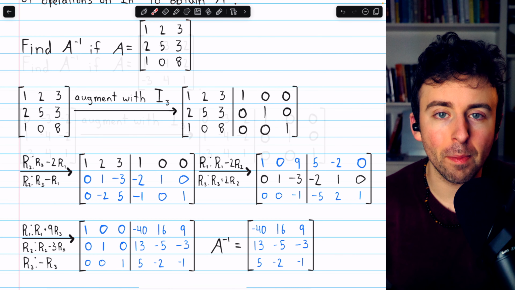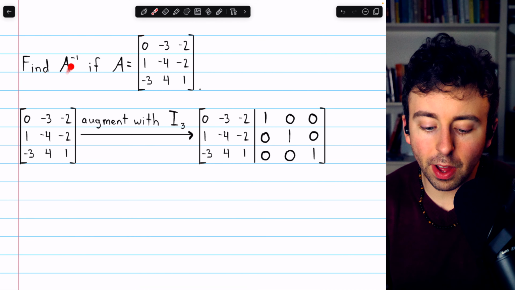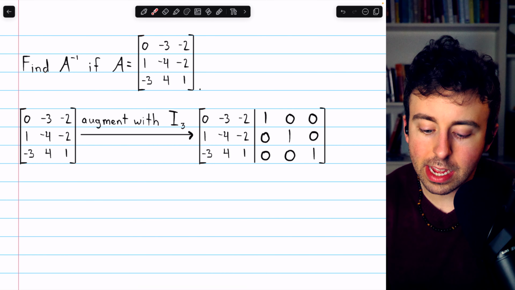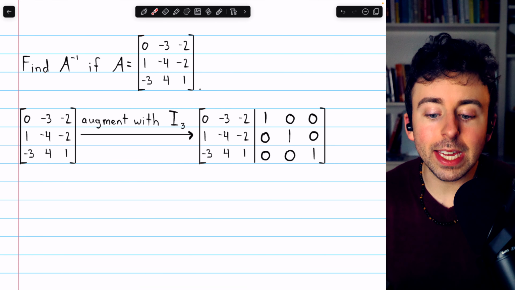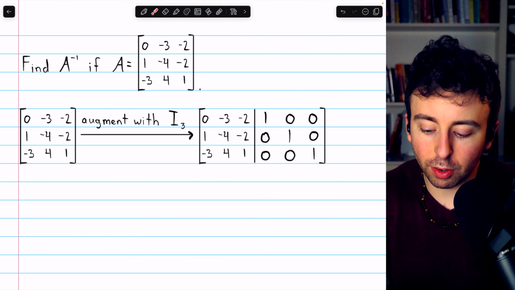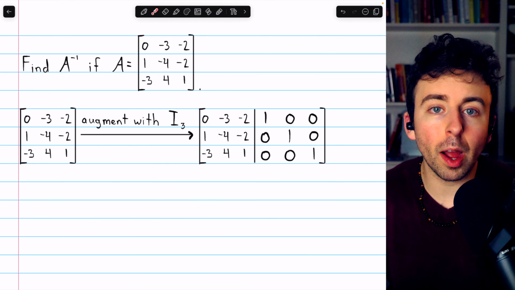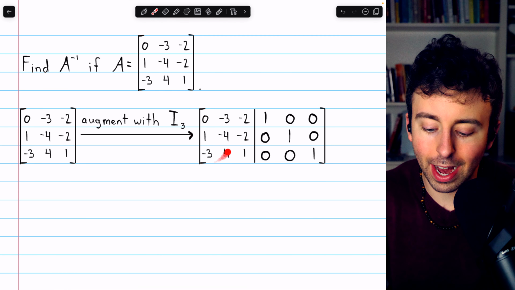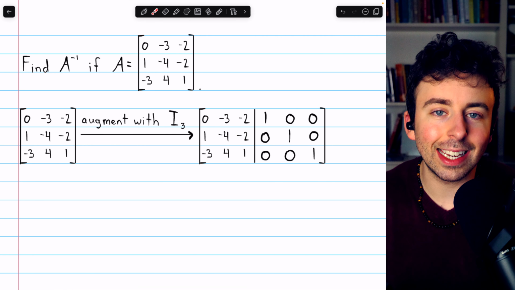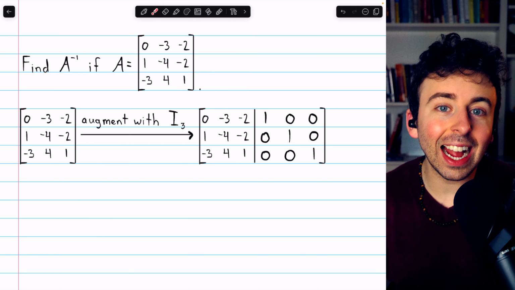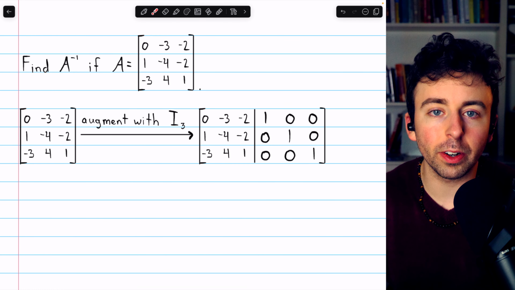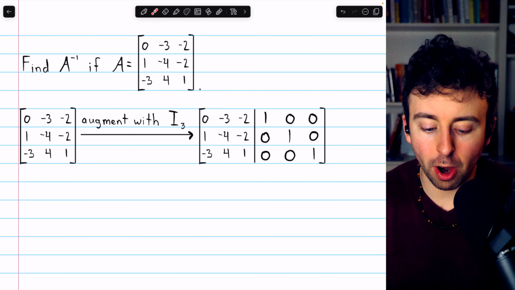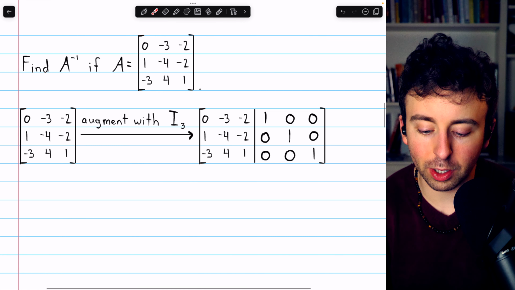Let's do another example. In this example, we are asked to find A inverse if A equals this 3 by 3 matrix. Again, we begin by augmenting the matrix with the identity, because whatever operations we have to perform on A to reduce it to the identity, we must perform exactly those same operations on the identity to produce A inverse. I'm going to paste the process on screen now, so if you want to give it a try yourself, pause the video.